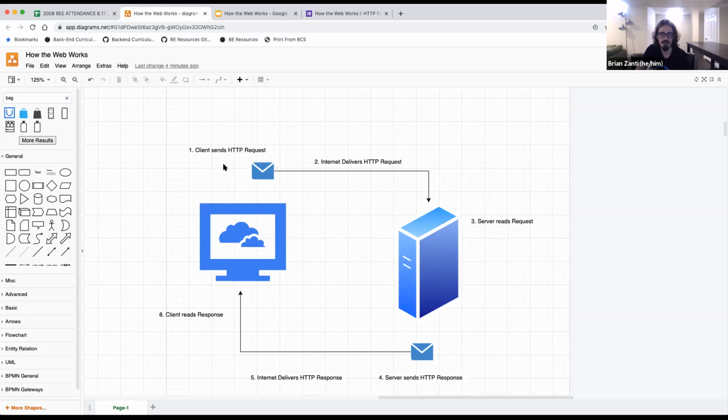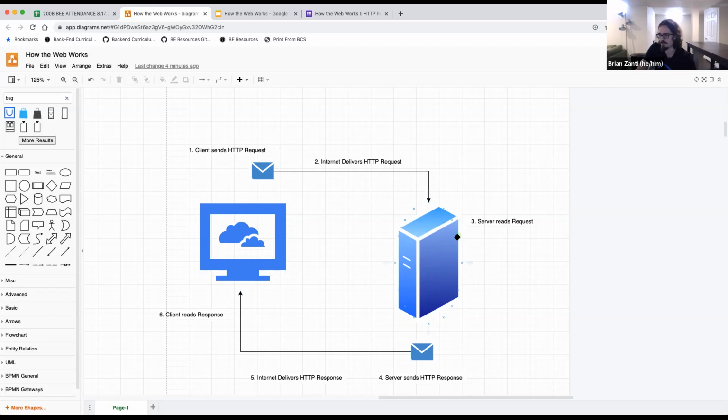So the browser is the client. The browser creates the HTTP request. The internet is responsible for delivering it to the appropriate server. And how does it know which server to send it to? We'll talk about that later in the module as well. The short answer is DNS. So the internet delivers the HTTP request.